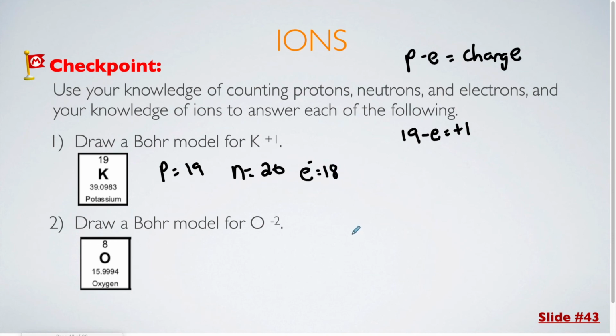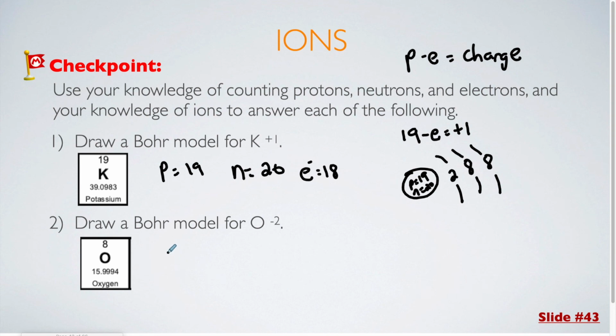All right, now for the Bohr model portion of this. Protons are 19, neutrons are 20. I have 2 electrons in the first shell, 8 in the second. I've used up 10 electrons. I have 8 left for the total of 18. And all 8 of them can fit in my third shell, so I don't need to write out a fourth one.